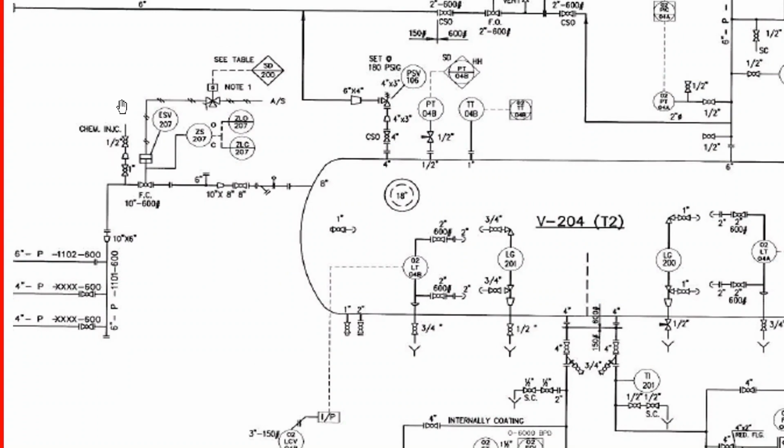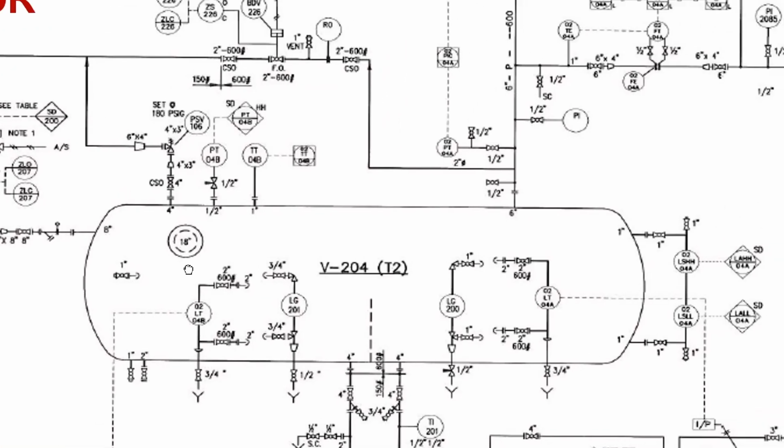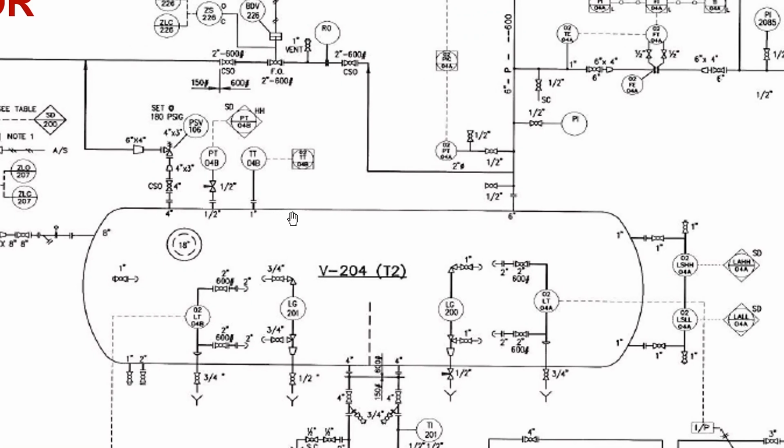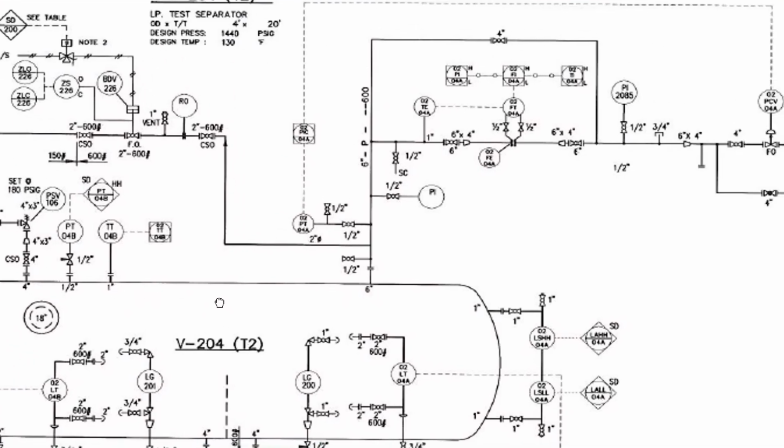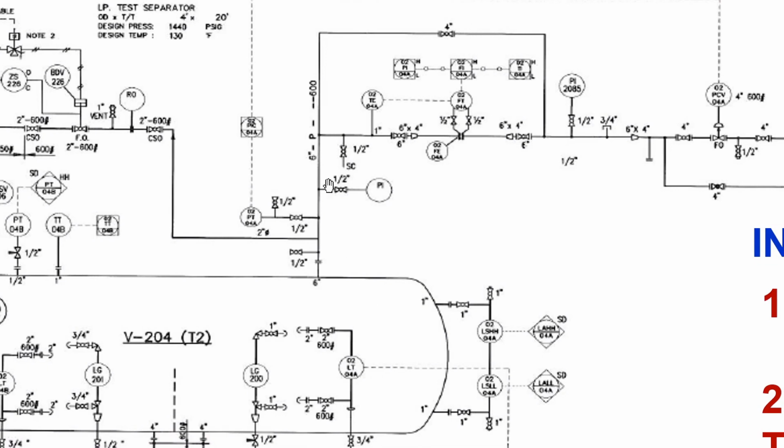This area has advanced instrumentation that I will discuss later. Here there is no field instrument shown to monitor any pressure, temperature, flow, or level, so we can leave that place. Now coming to the outlet section, the gas outlet section.